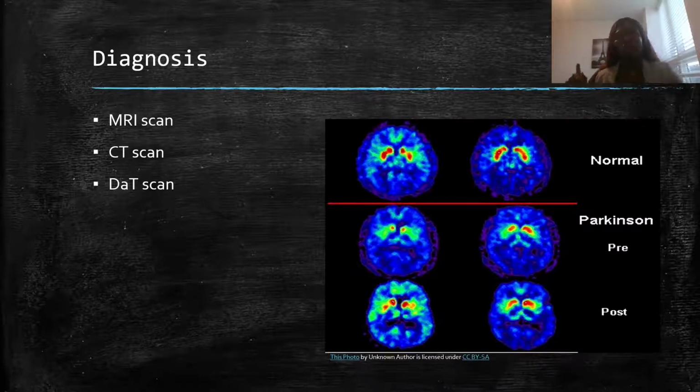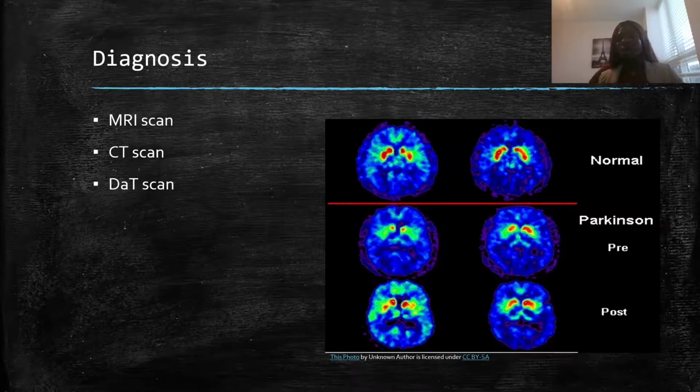But not one single test can help to diagnose Parkinson's. While the scans would be very helpful, they help us to narrow down the disorders associated with these certain symptoms, because certain neurodevelopmental disorders have very similar symptoms.